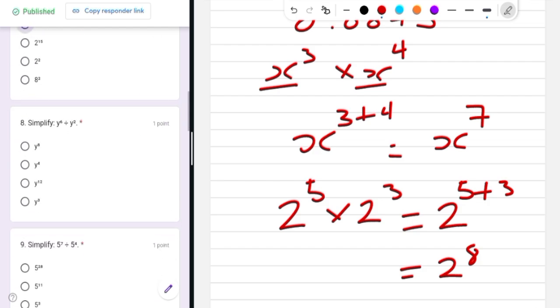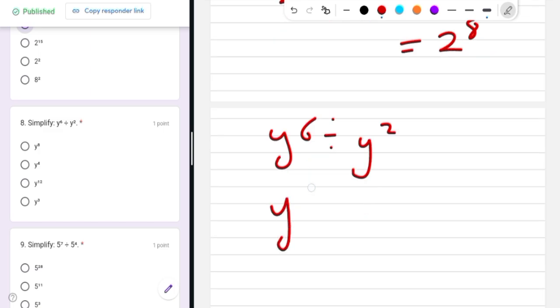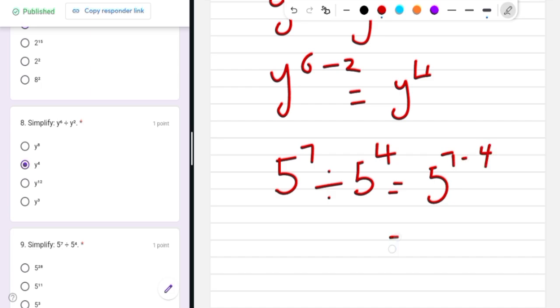Next question will take us to the division law. We do this by taking away powers. Y raised to the power 6 divided by y raised to the power 2. Using the division law, that gives us y raised to the power 6 minus 2. Final answer, y raised to the power 4. Similarly, 5 raised to the power 7 divided by 5 raised to the power 4 gives us 5 raised to the power 7 minus 4. And that gives us a final answer of 5 raised to the power 3.